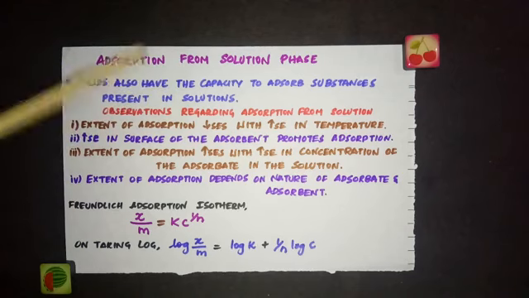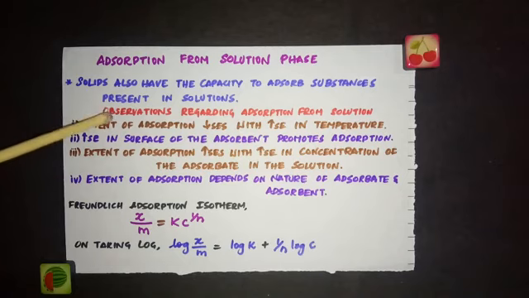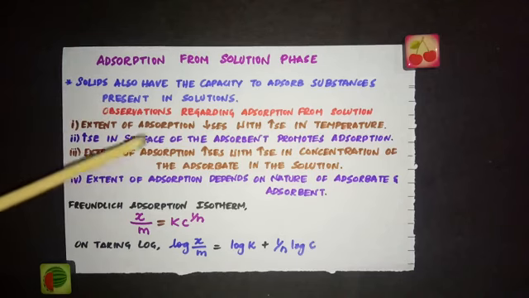For this example, adsorption from solution phase, you can take a piece of charcoal in a litmus solution in a test tube and shake it well. We have seen this example already. When you take the litmus solution, which is blue in color, and you place charcoal in it, the solution will become colorless because the charcoal, which is a solid, has adsorbed the litmus, which is a dye, from the solution. So you can understand solids can adsorb from solutions also.